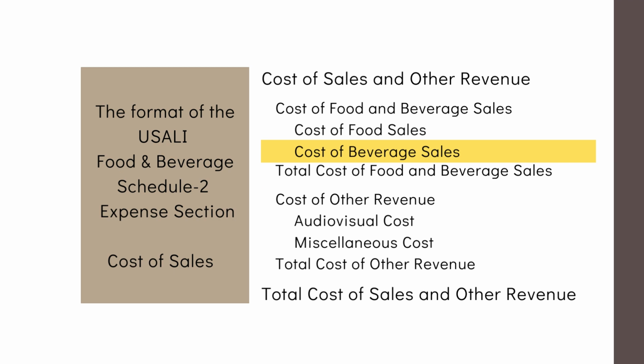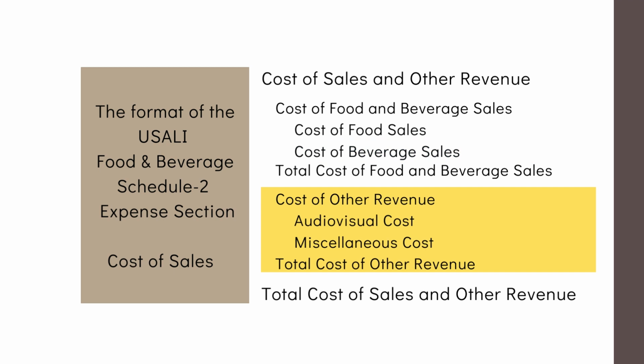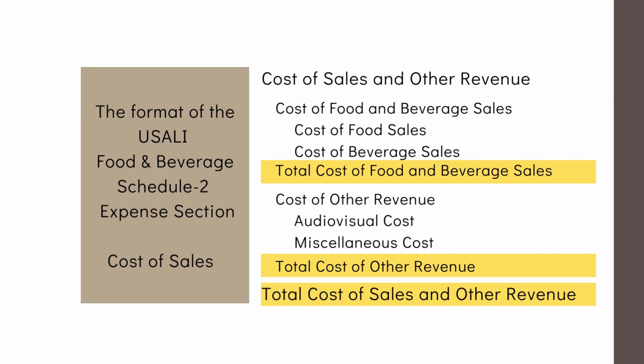And now, let's talk about the cost of other revenue. This line item includes the expenses linked to the sales of services and products that aren't consumable food and beverage. Within this category, we have 2 subcategories: audiovisual costs and miscellaneous costs. Here's where it all comes together. The total cost of food and beverage sales gets combined with the total cost of sales and other revenue to give us the total cost of sales and other revenue.